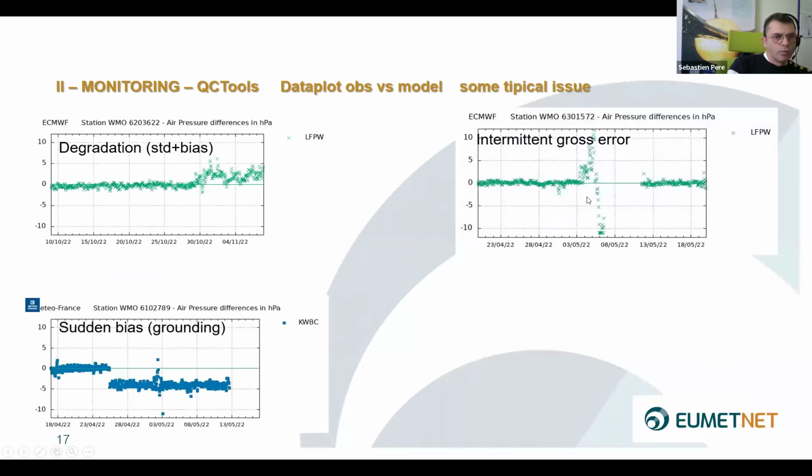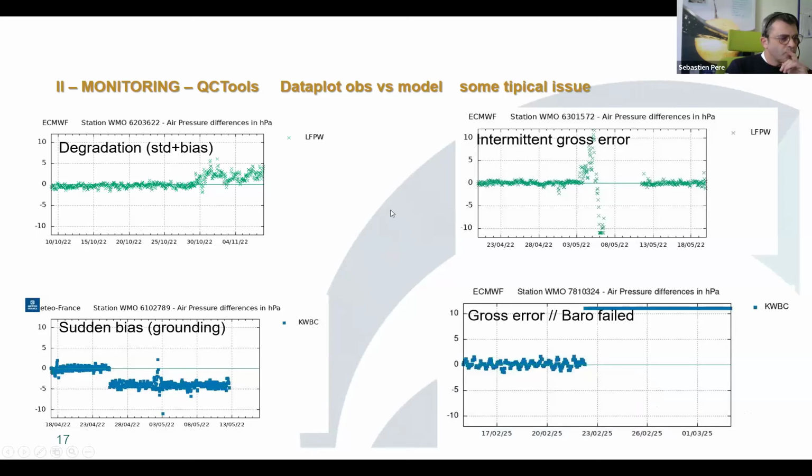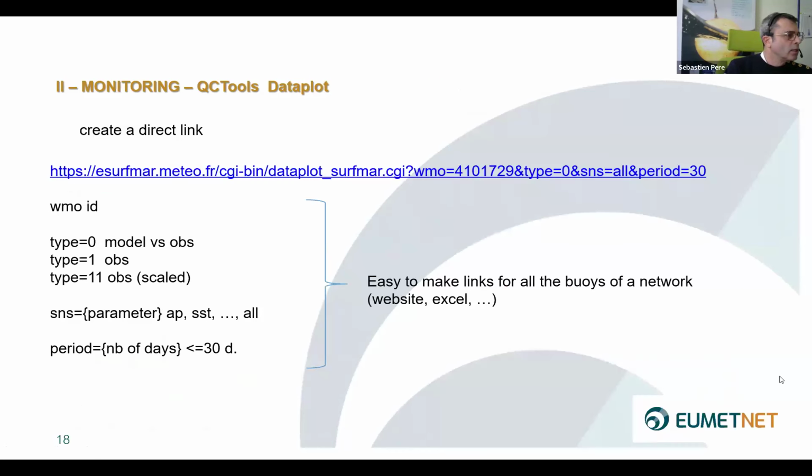So the importance to keep survey on buoy or barometer you turn off, because at times they come back to good data. So very important, not only to turn it off, but also to keep control on them. And the last, gross error due to barometer failure. More often in this case, they will not come back.